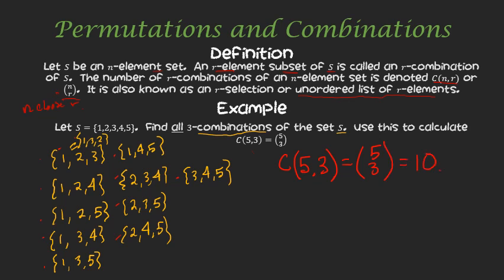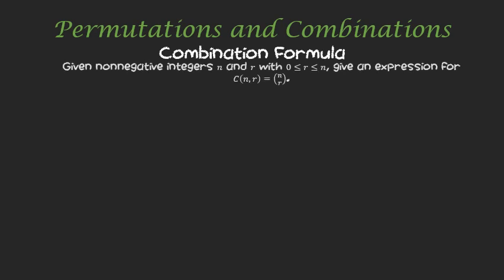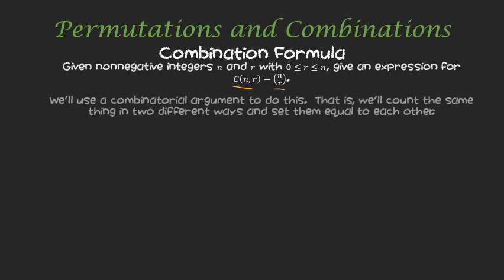So just like with permutations, we'd like to come up with a way to do this in general. That is, if I'm given n and r, how many r-element subsets are there of my n-element set? I'd like a formula in terms of n and r, just like I had for permutations. So let's develop that. All right, how can we find this combination formula? We want to give an expression for C(n,r) in terms of n and r.